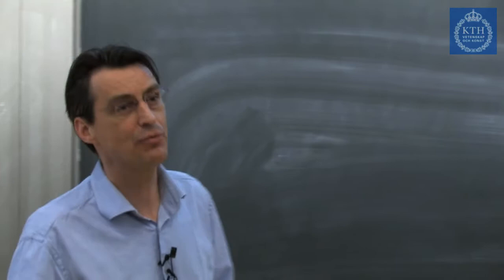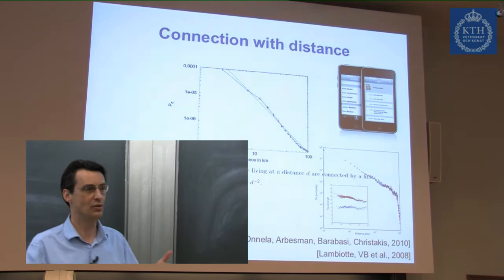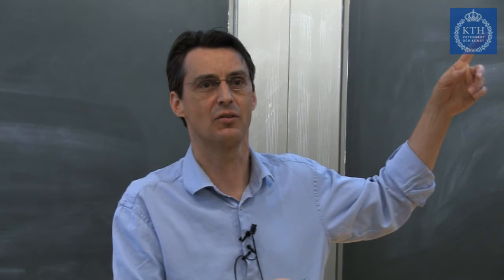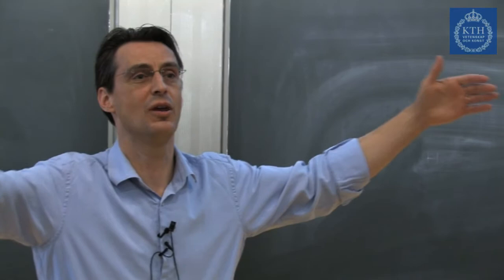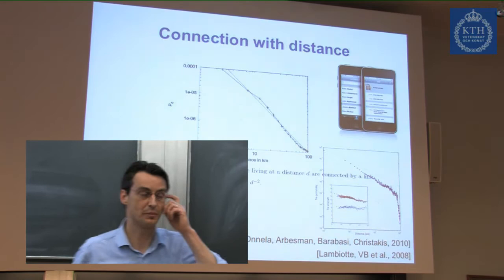This probably means that if you take your cell phone and look at the contacts you have on your contact list and look at how far away these people are, you'll have the same decrease with distance. You'll have lots of friends around you and then a little less, and how is that going to decrease with distance? Well, according to this slope of distribution.